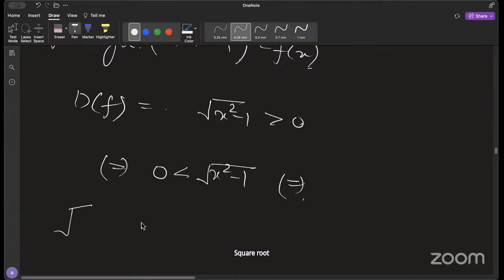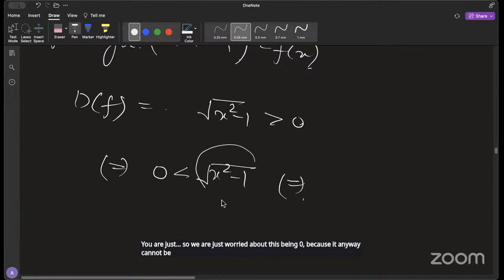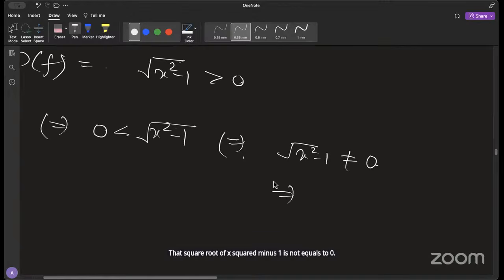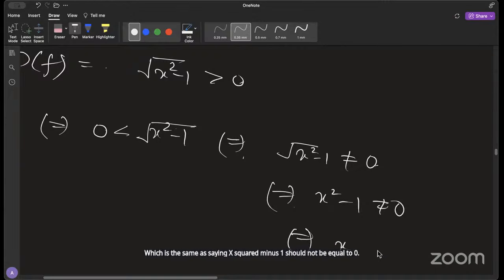Square root of every number is positive, right? Square root is a positive function. It renders only positive outputs. We are just worried about this being 0 because it anyway cannot be negative. This quantity can never be negative. We're only worried about it being 0. That means we just have to make sure that square root of x square minus 1 is not equal to 0, which is the same as saying x square minus 1 should not be equal to 0. Same as saying x should not be equal to 1 and minus 1.